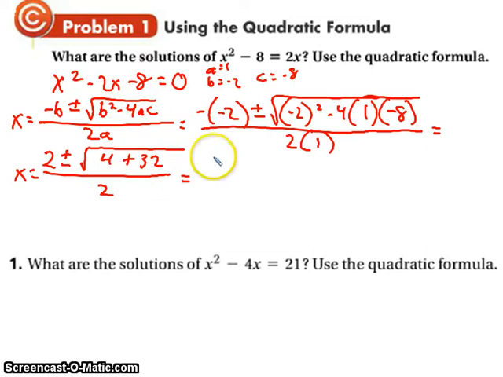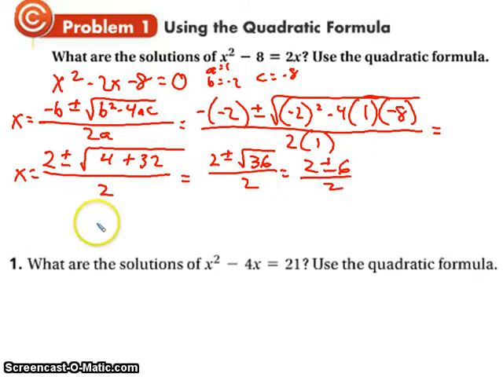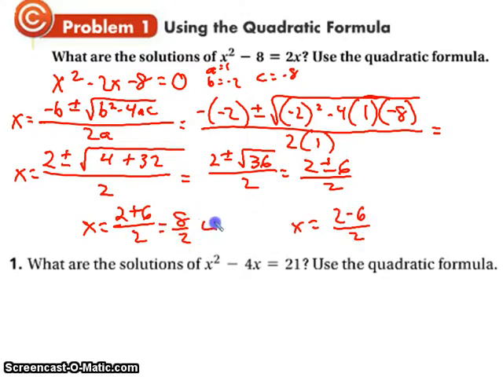Okay, so now I have 2 plus or minus the square root of 36 over 2, which is 2 plus or minus 6 over 2. So what I get is two answers, 2 plus 6 over 2 and 2 minus 6 over 2. So this is 8 over 2, which is 4. There's one solution. And this is negative 4 over 2, which is negative 2.